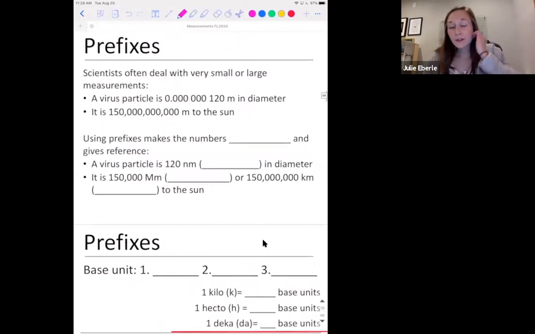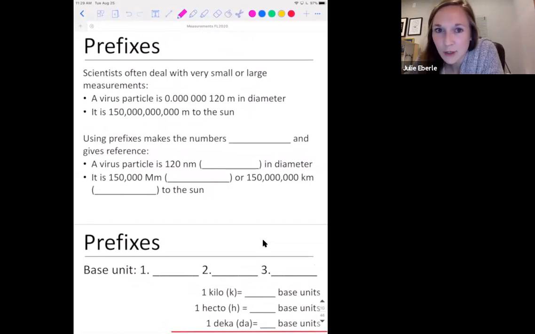All right, we're done with scientific notation. Take a breather, grab a sip of coffee. We're gonna move on to the next topic. Prefixes. This is where this class gets hard for some people.